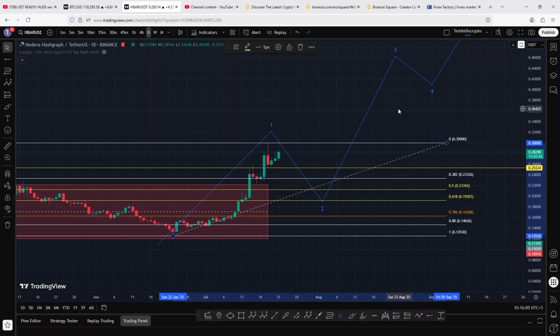So that is the price action that I am expecting here on the HBAR chart on the short term, and let us be patient and see how that plays out, and I will ensure you stay up to date.